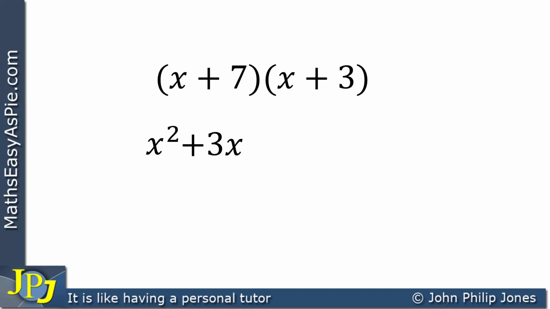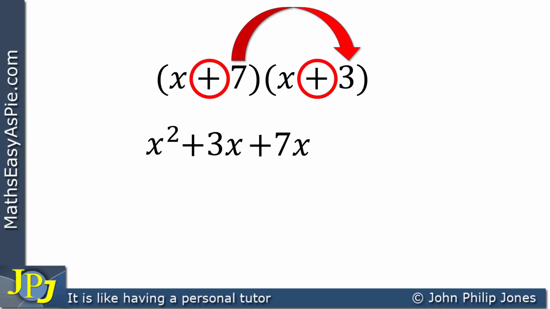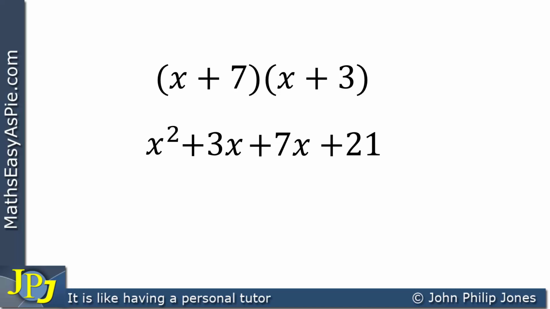You then consider the next visual cue, which is really positive 7 multiplying positive x, and this will give positive 7x. And then the next visual cue tells us to multiply the 7 by the 3, which is 21. And of course, you can see there's a positive in both cases, and a positive times a positive is a positive. So this will give us plus 21.